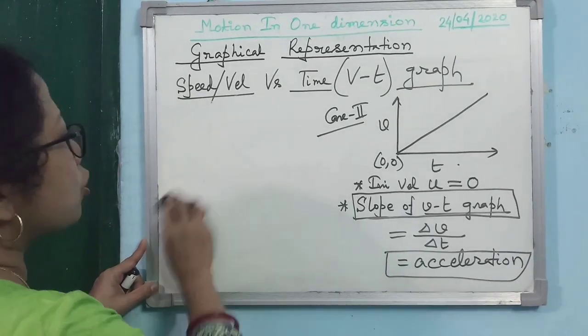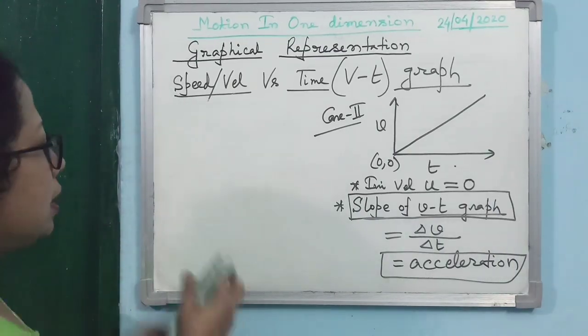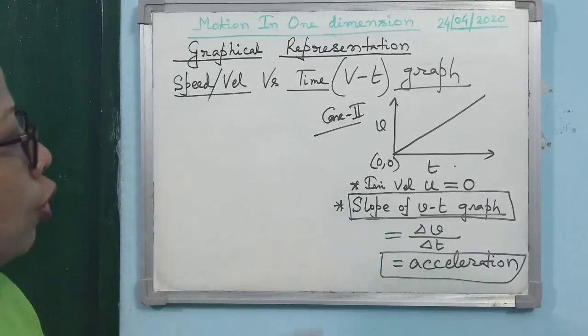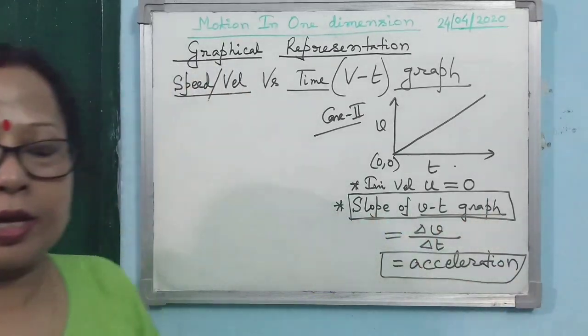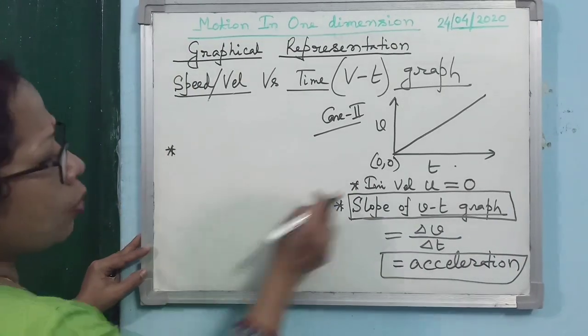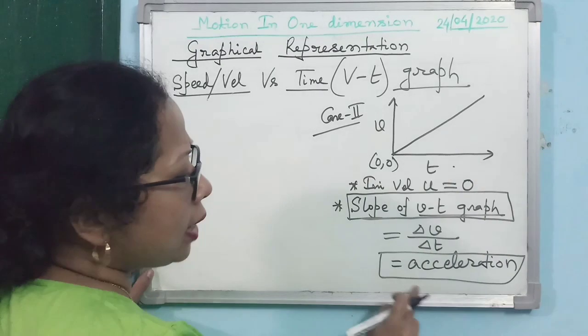Never forget. What does the slope of the ST graph represent? I hope you can remember. The slope of the ST graph represents speed or velocity. Like that, the slope of the velocity time graph represents what? Acceleration. So in this case, what are the other conclusions we can make? How many slopes is it having? One slope. Means what?